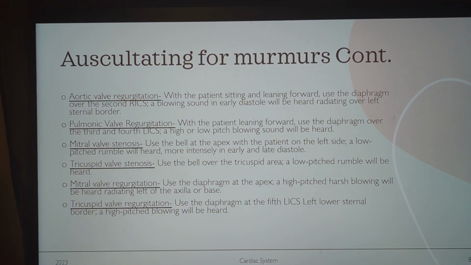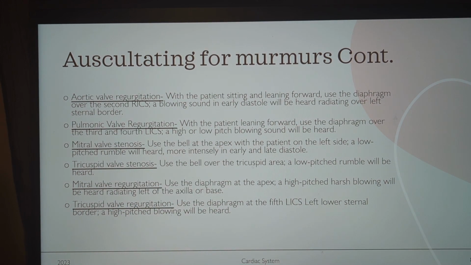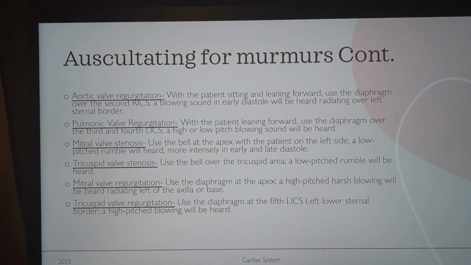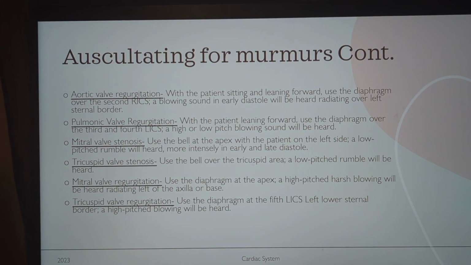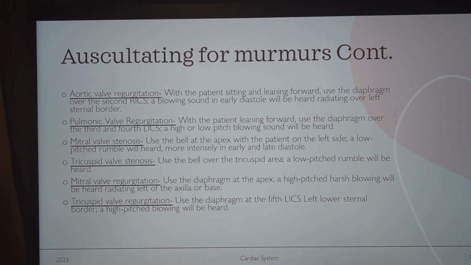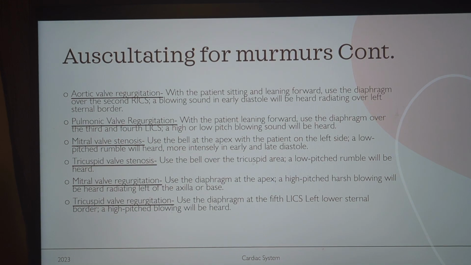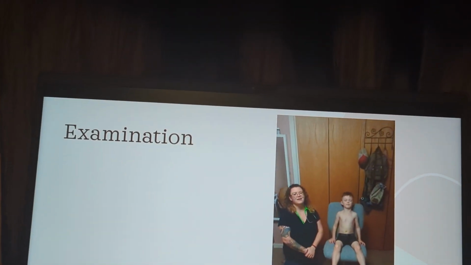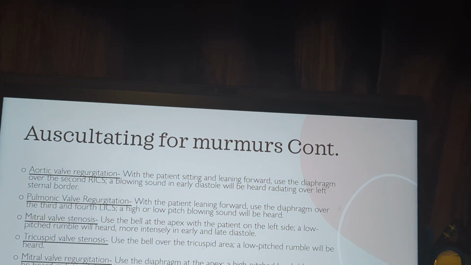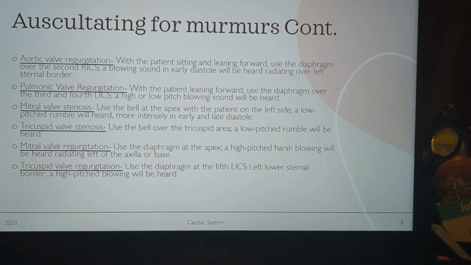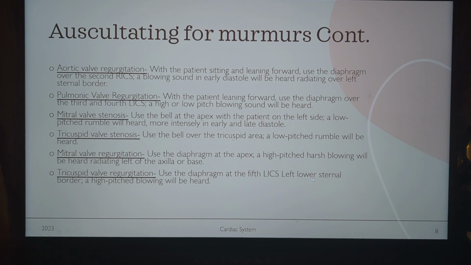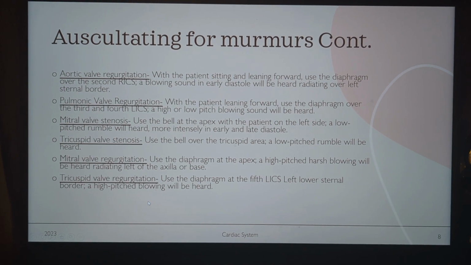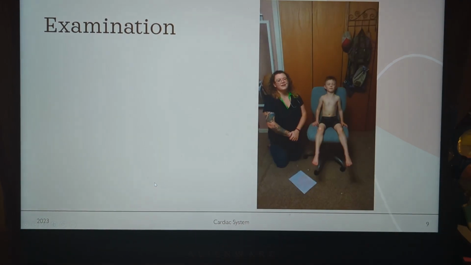Mitral valve regurgitation. Use the diaphragm at the apex. A high-pitched, harsh blowing will be heard radiating left of the axilla or base. Tricuspid valve regurgitation. Use the diaphragm at the fifth left intercostal space. At the fifth left intercostal space, left lower sternal border, a high-pitched blowing will be heard.